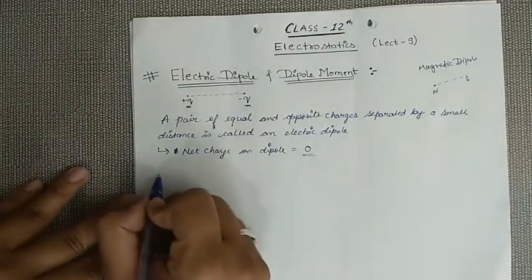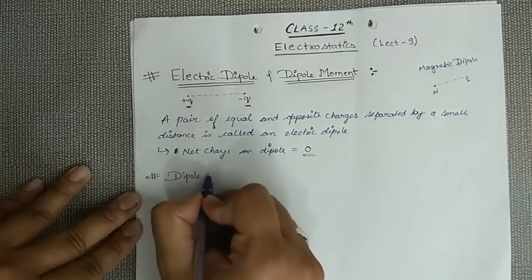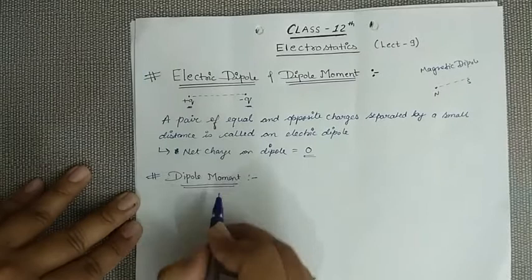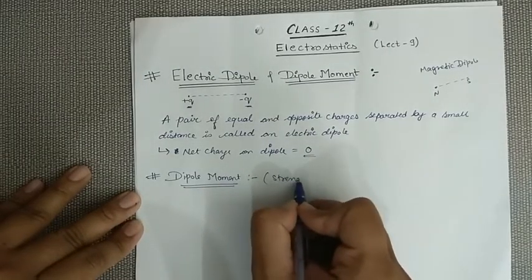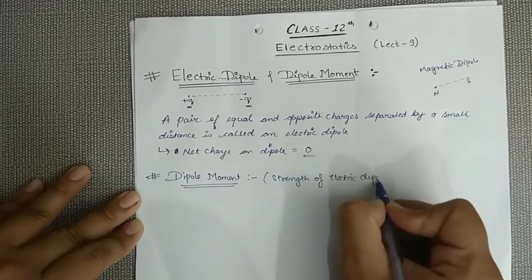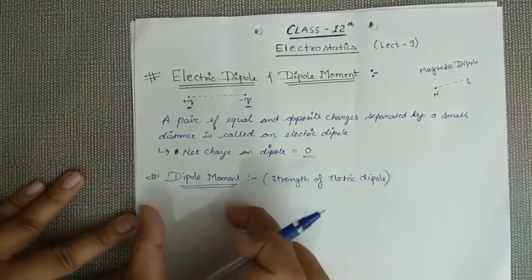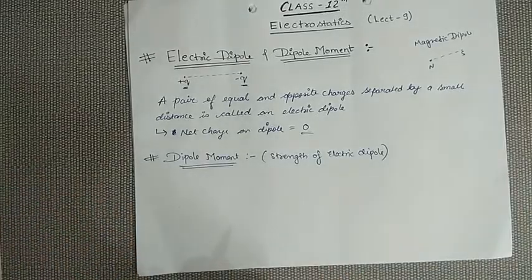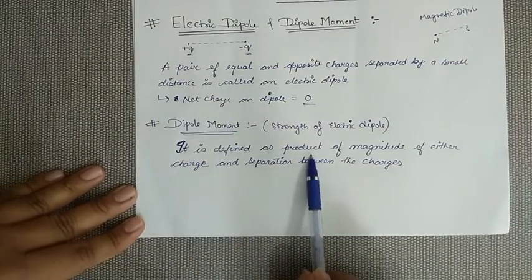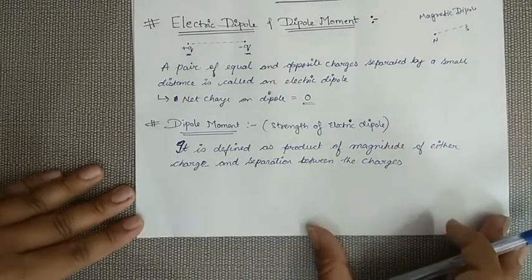So moving to the next term. Next we have to understand the meaning of dipole moment. What does this term imply? Dipole moment is mainly related to the strength. It is mainly concerned with the strength of the electric dipole. What should be the strength of this dipole? That is termed as electric dipole moment. So let's see its definition. Dipole moment is defined as the product of the magnitude of either charge and the separation between the charges.